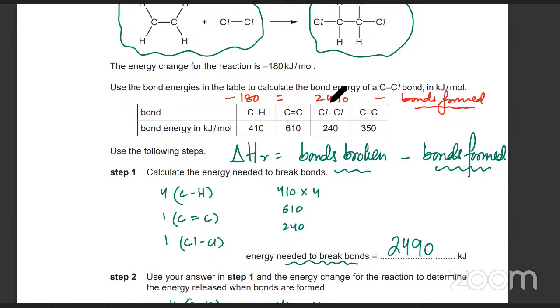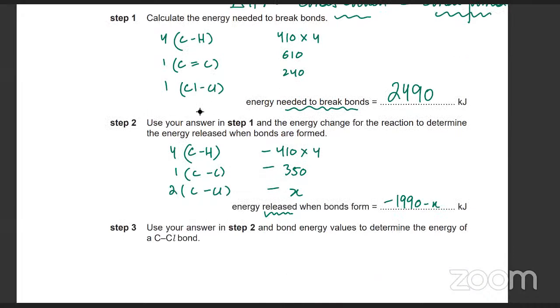I mean, it's going to be 2490 plus 180. So that's 2670, right? This thing over here that you calculated was actually 2670. Is that clear?